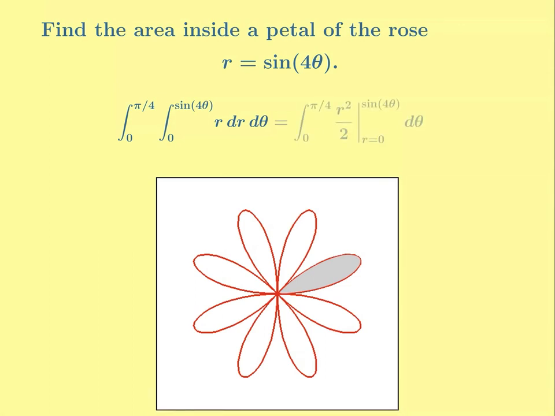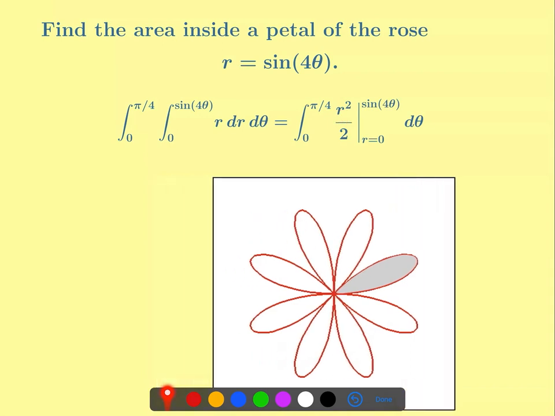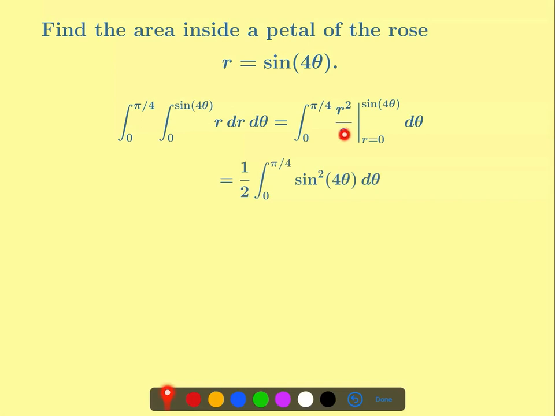So let's evaluate this. I integrate with respect to r first. I'm just going to have r squared over 2 when I integrate r. r is going from 0 to sine of 4 theta. And 0 is going to be 0, but I need to plug this in. I'm going to get sine of 4 theta squared, or sine squared of 4 theta. I went ahead and took the 1/2 out, but I have the sine squared of 4 theta I need to integrate. So how do I integrate that?